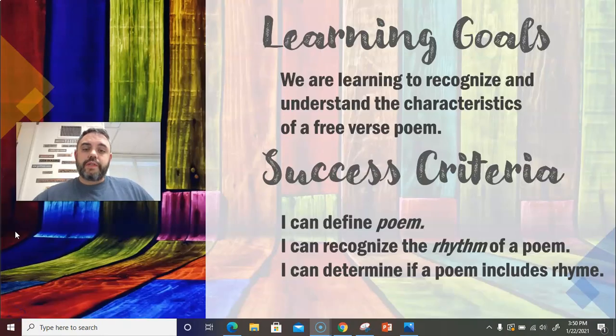Our learning goal today is quite simply that we are learning to recognize and understand characteristics of a free verse poem. Along the way, you can check your success by hitting these I can statements, like I can define poem, just like we could yesterday. I can recognize the rhythm of a poem, pretty key. And I can determine if a poem includes rhyme. If you hit those three signposts today, I think you'll be right on track to achieve your goal. Let's move on to some vocabulary, and then we'll dive into the meat of our lesson.